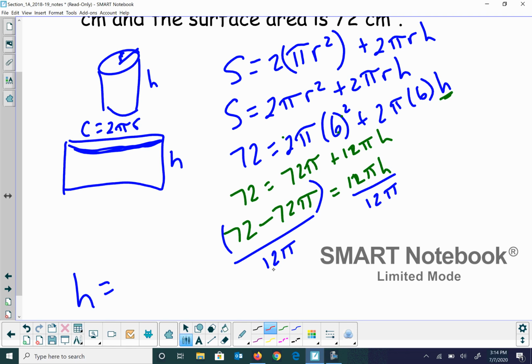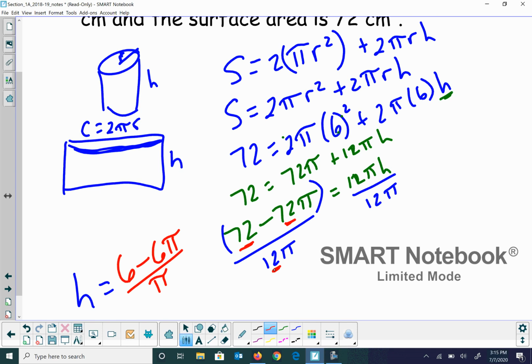And there's a little trick to this one. Okay, 12 goes into 72, so we can reduce that. I'm not going to reduce pi. I'm going to leave pi in there. So 12 goes into 72 6 times. So I get 6 minus 6 pi divided by pi.